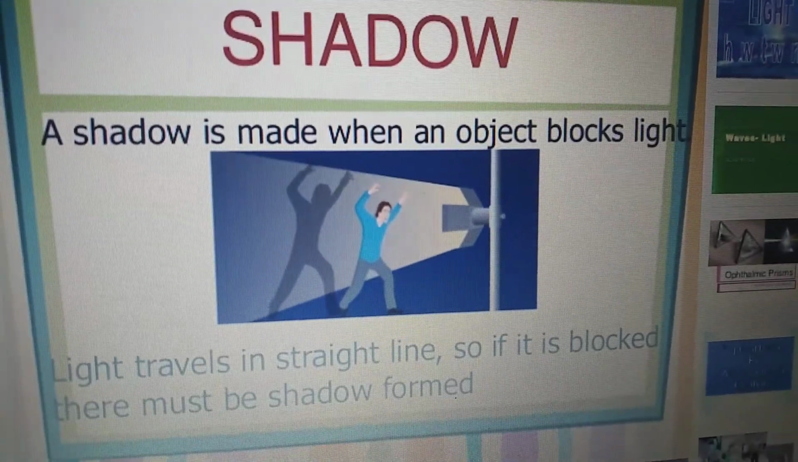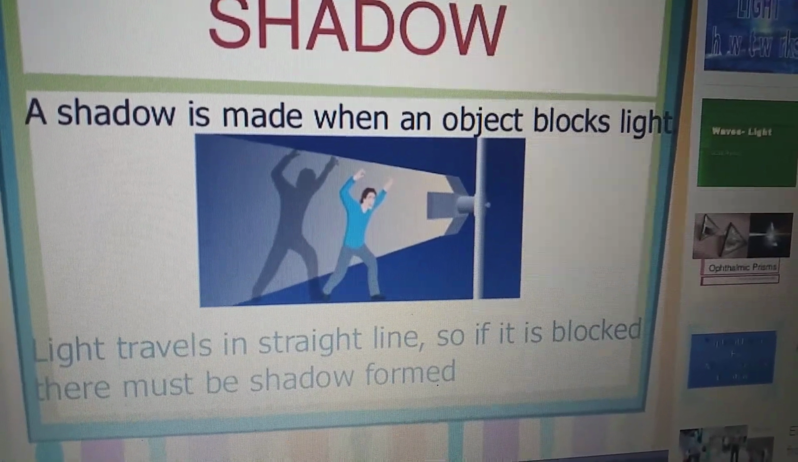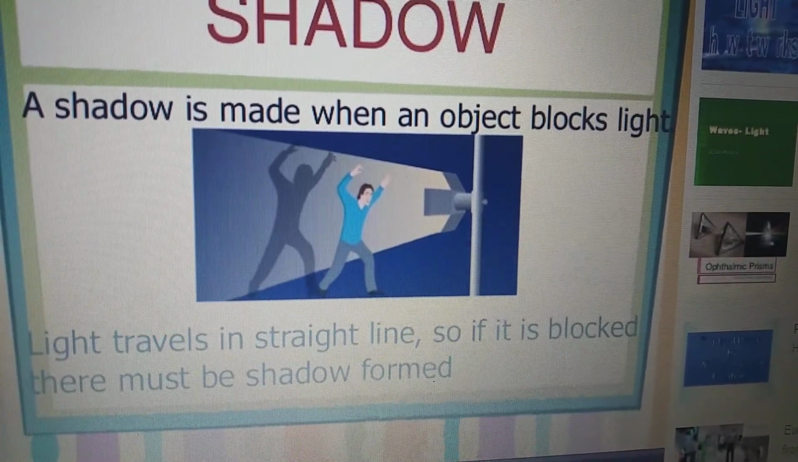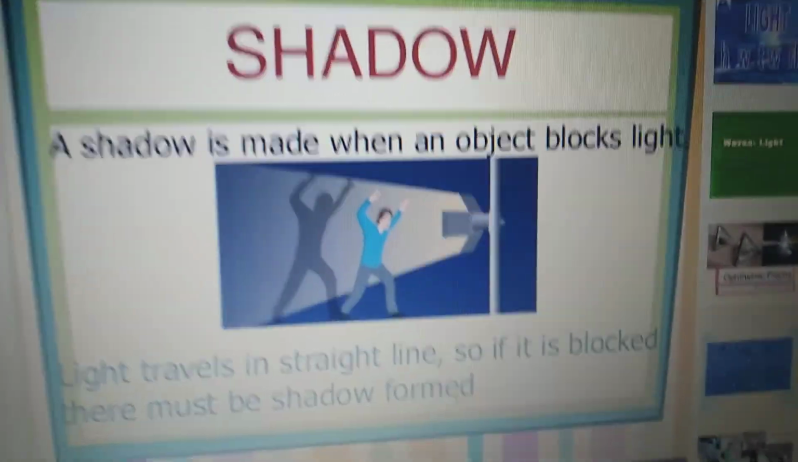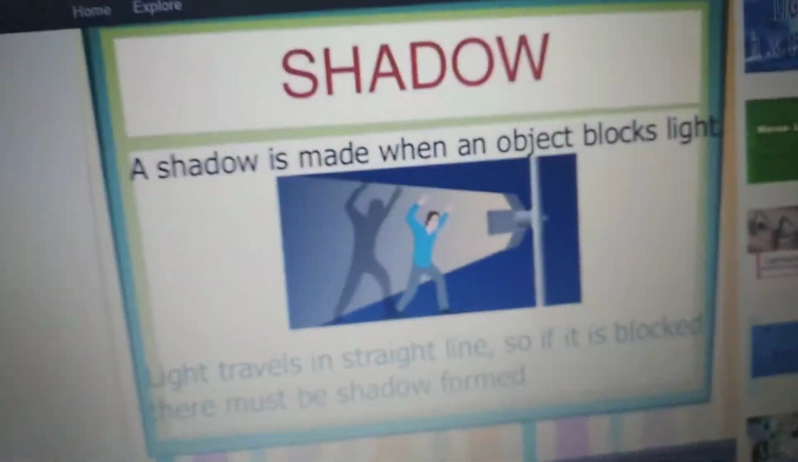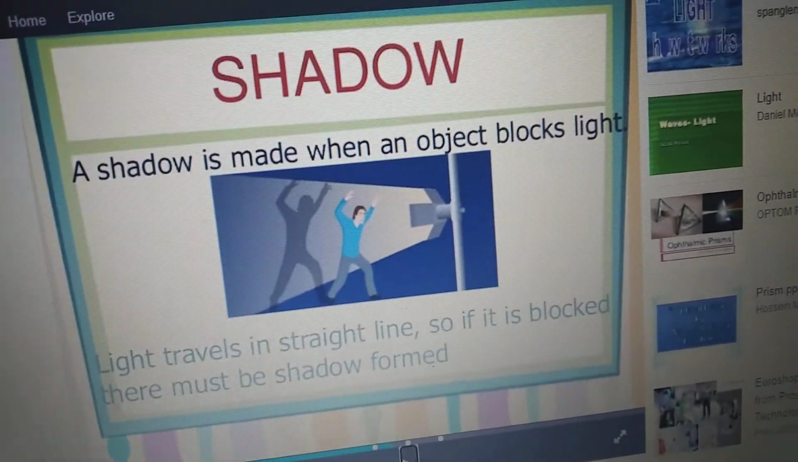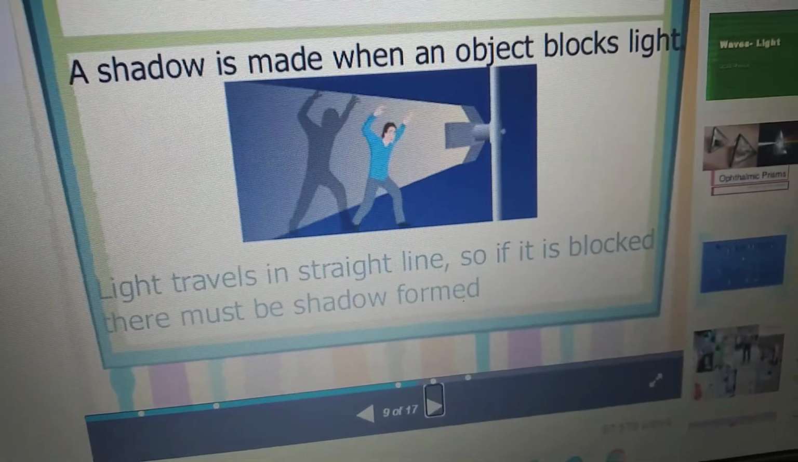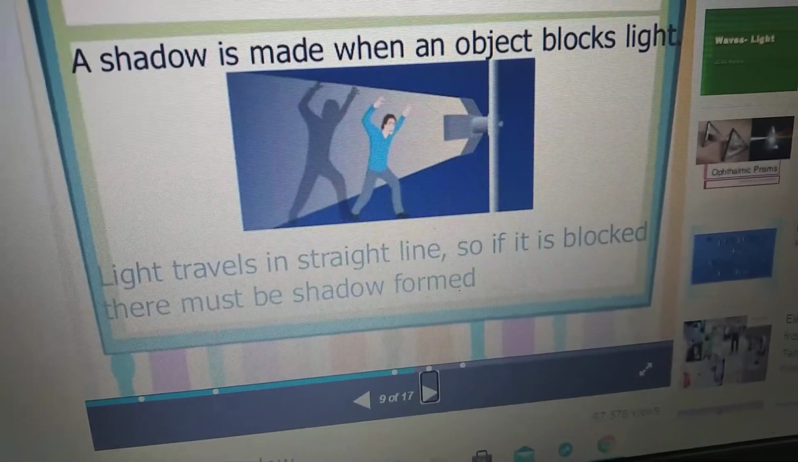Are you seeing the picture? A shadow is made when an object blocks light. Light travels in a straight line, so if it is blocked, there must be a shadow formed, isn't it? Some objects do not allow the light to pass through them, and some objects can pass light through them.